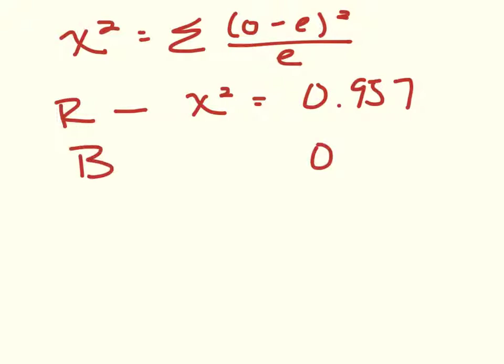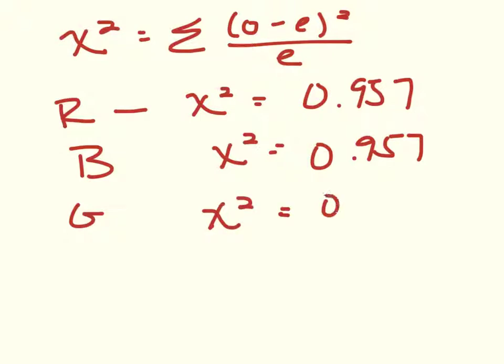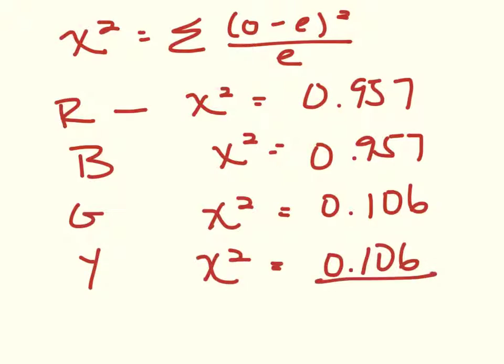We get the same value when we make the calculation for blue. We get a chi-square value of 0.957. For green, you get something a little different. You get about 0.106, and for yellow, you'll also get about 0.106. We add these all together for our total chi-square. And that's something that we're going to be comparing to our critical value. We get a value of 2.13.